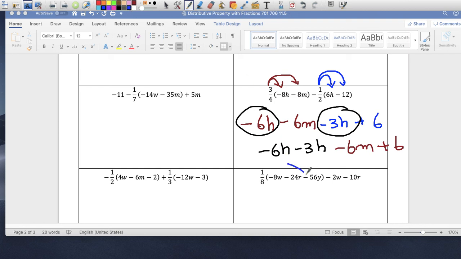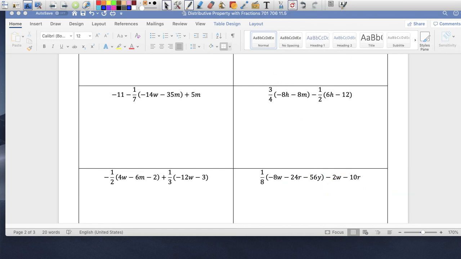Combine like terms. This, you can think of it as negative 6h plus negative 3h. And they're both friends, so it's going to be negative 9h. And then let me copy this part here down. Minus 6m plus 6. Okay.